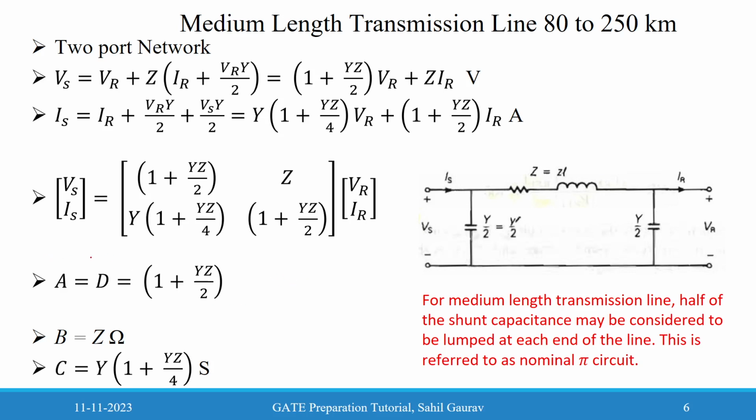If you want to write the Vs voltage equation, then you have to apply KVL here. Vs is equal to VR plus Z(IR plus VR Y by 2). Upon rearranging these terms, you will get (1 plus YZ divided by 2) VR plus Z IR volt, and for Is, you will get IR plus VR Y by 2 plus Vs Y by 2. Just looking at this figure carefully, you can get these values.